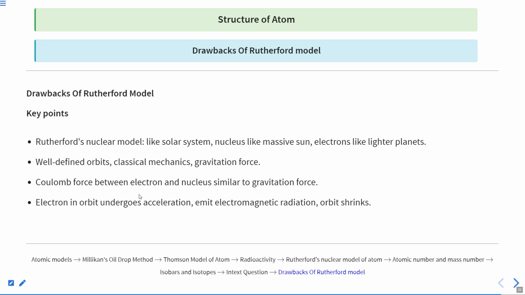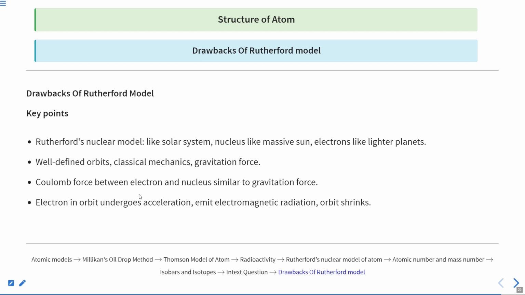Now, if something is accelerating, it means it is using some energy. Only then will it accelerate. If it is just moving at a constant speed, a constant velocity, then no external force is applied. But if it is changing direction, it is accelerating, and for that some force or some energy is required. So in that way, it must be continuously emitting energy. What will happen to an element that is continuously emitting energy? At last it will lose all of its energy and fall into the nucleus, right?